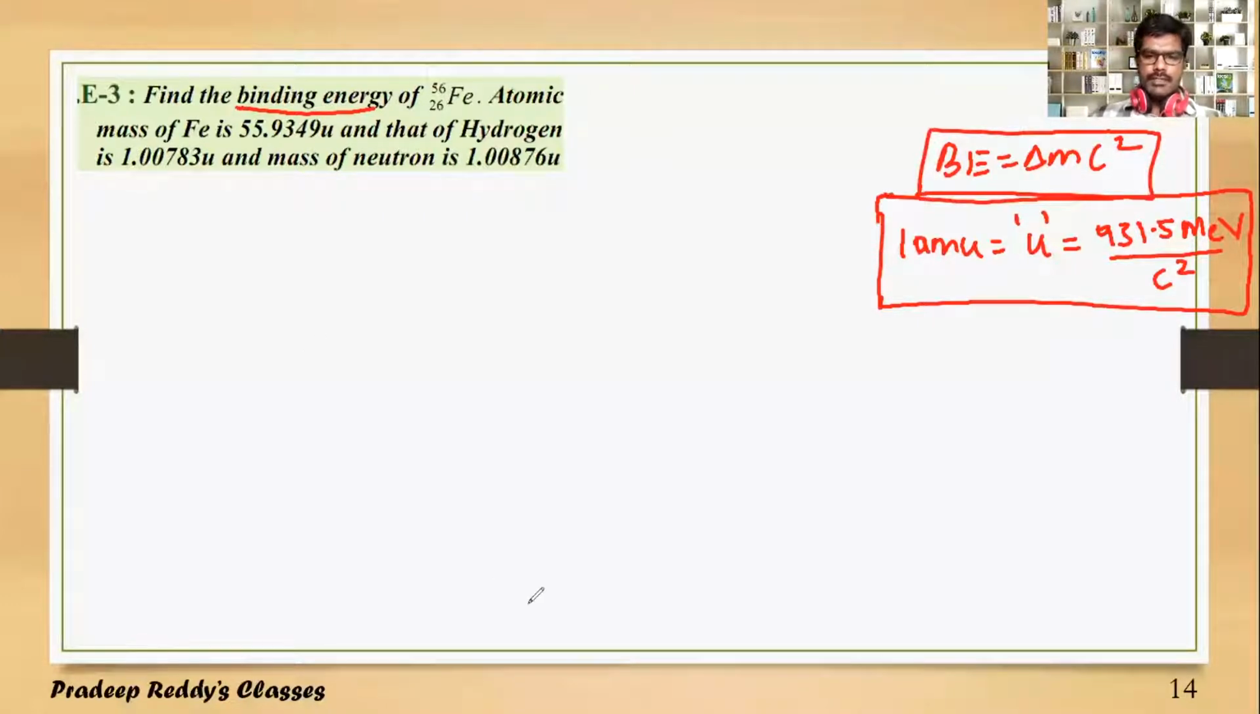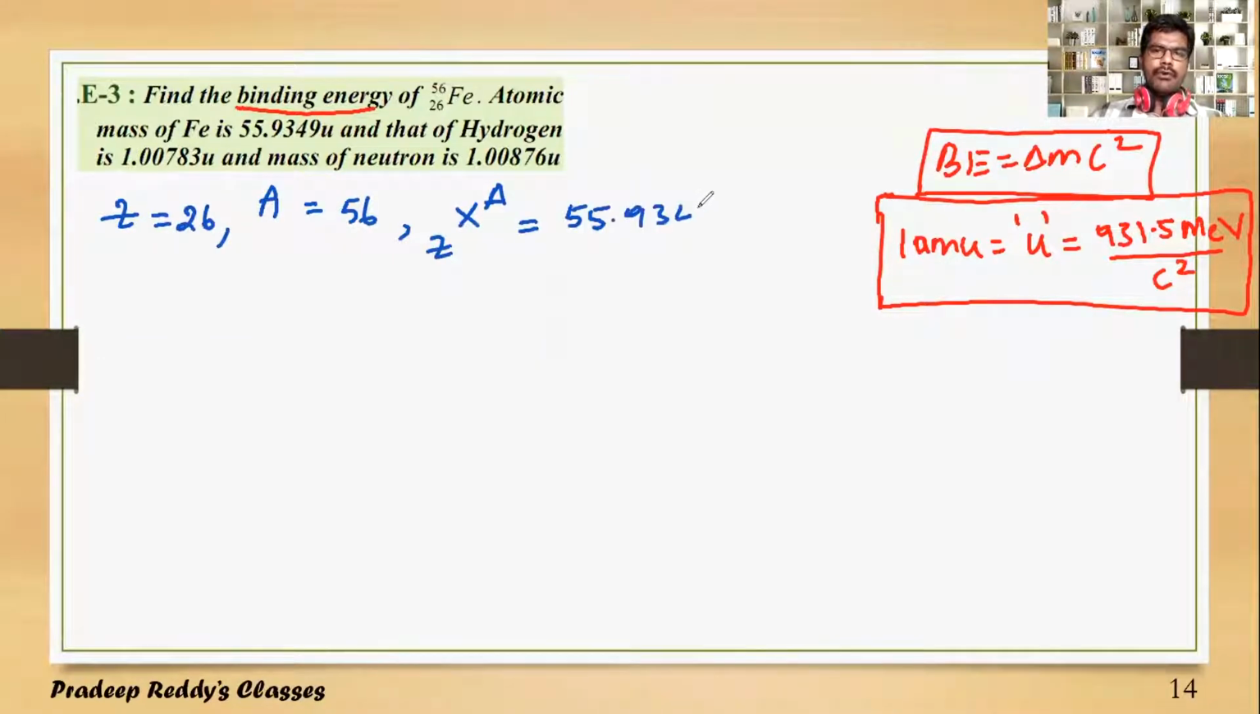You have one problem. In this, you are asked to find out the binding energy of iron. Atomic number is equal to 26. Mass number is equal to 56. Actual mass of the nucleus is equal to 55.9349 AMU, and the mass of one proton, because hydrogen itself is one proton, is 1.00783 AMU. Mass of one neutron is equal to 1.00876 AMU.